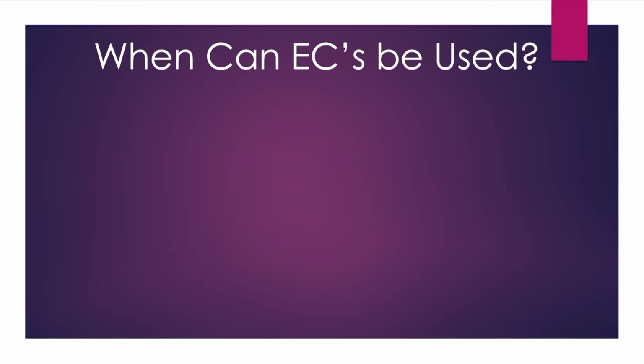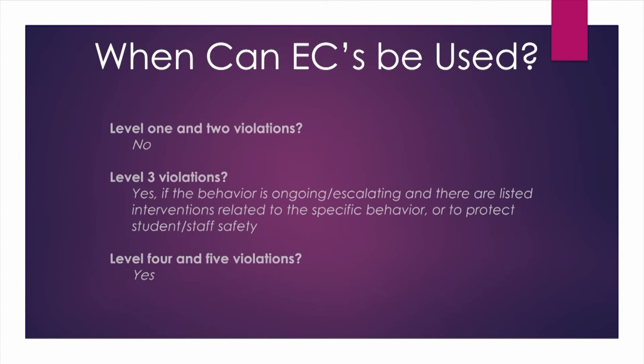When can exclusionary consequences be used? Can they be used at level 1 and 2? Exclusionary discipline may not be used for level 1 and 2 violations. How about level 3 violations? Yes, if the behavior is ongoing and escalating and there are listed interventions related to the specific behavior, or to protect student and staff safety. And what about level 4 and 5 violations? Exclusionary consequences may be used for level 4 and 5 violations.